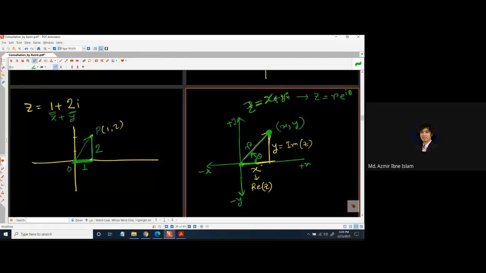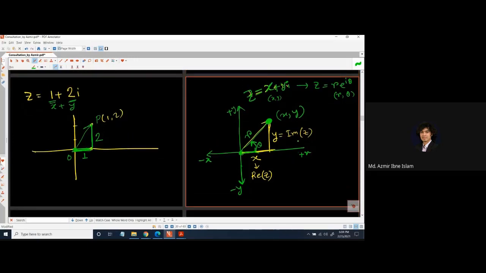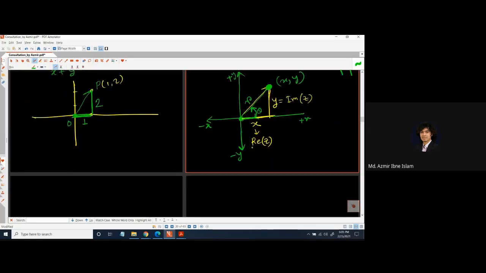So r and theta are the coordinates for polar form, and x comma y is for rectangular, and r comma theta is for polar. First things first, we have to know the meaning of r and theta. In a general sense, I have already mentioned that r is the distance from origin to the point, and theta is the angle from the positive x-axis to the line that we have directed from origin to the point.